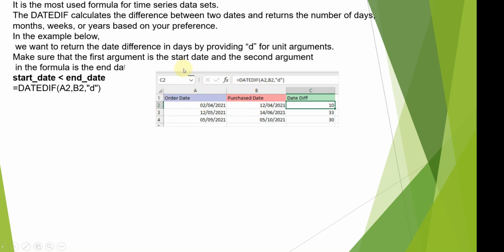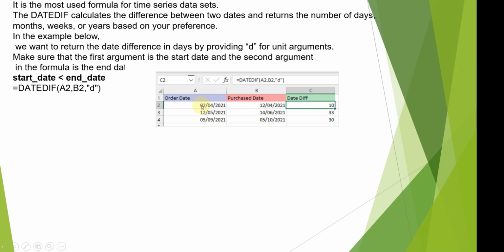In these dates, basically, we have the order date and the purchase date. The difference is that we are now getting the number of days since the product was ordered, the order date, and when it was actually purchased. So we can have it here. The DATEDIF function is this: equal DATEDIF of A2 and B2. Then you look at the difference between these dates.